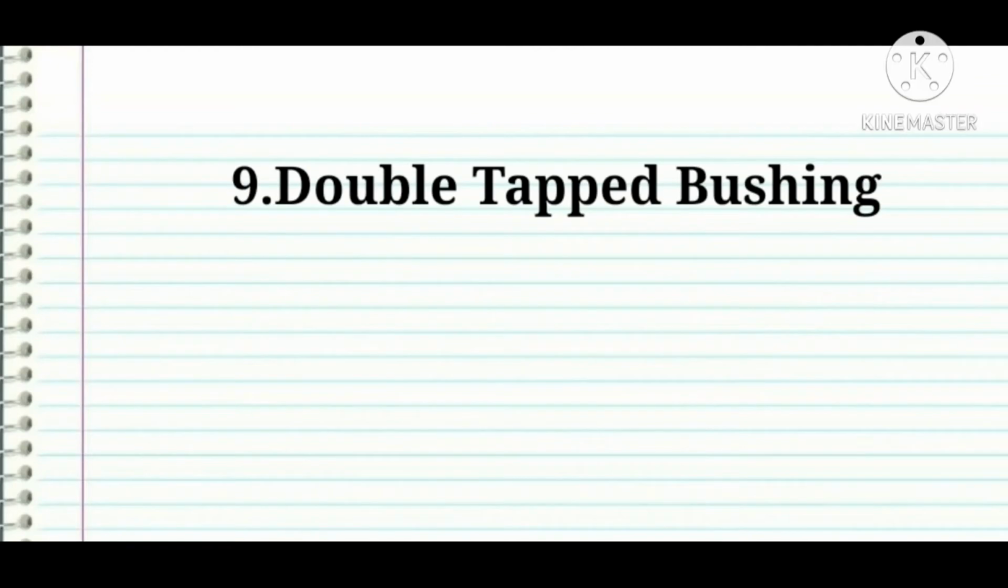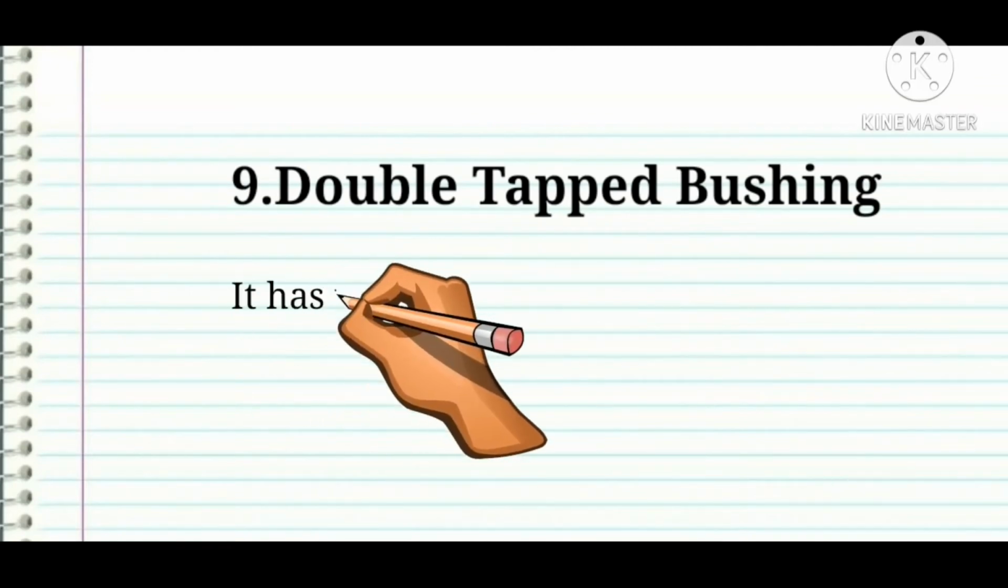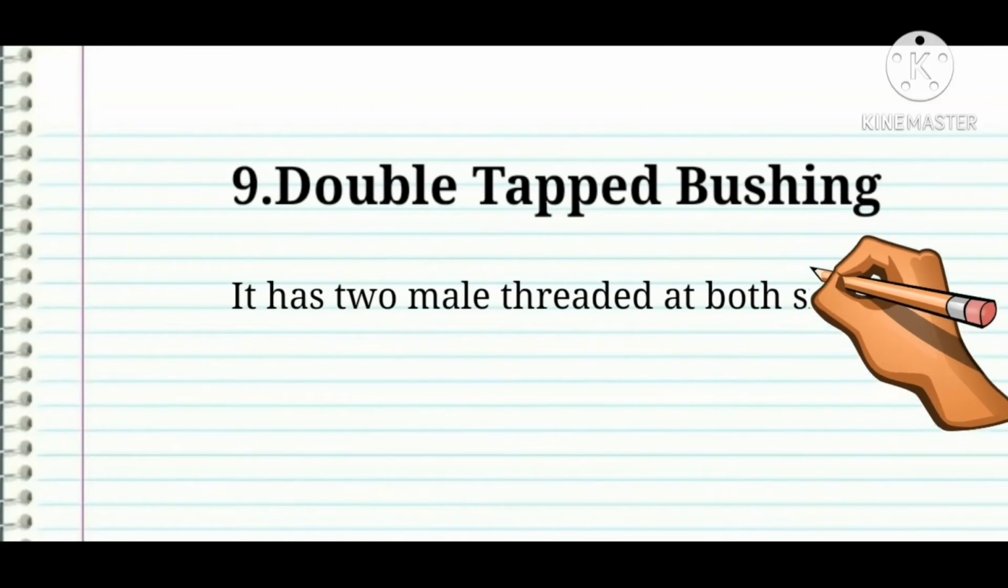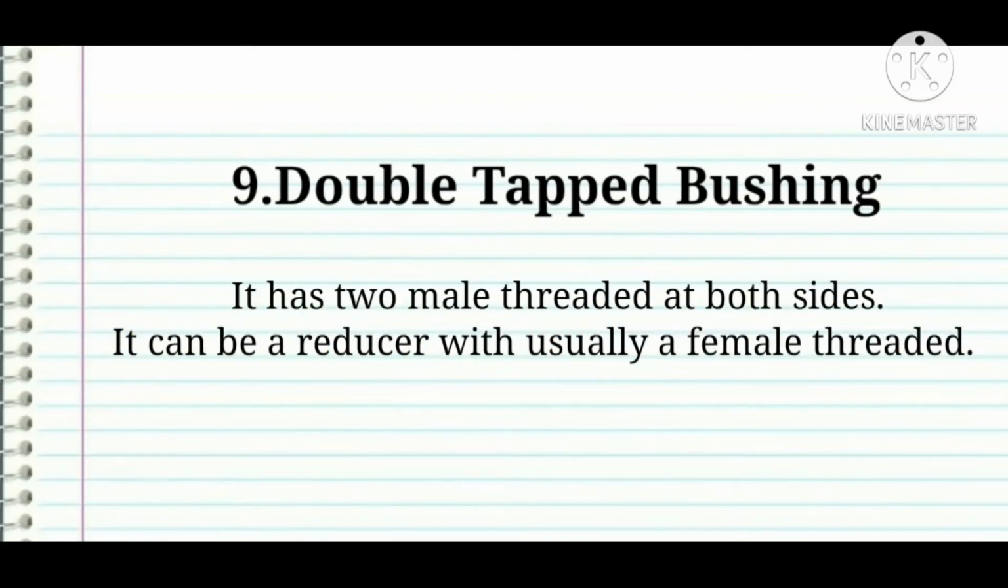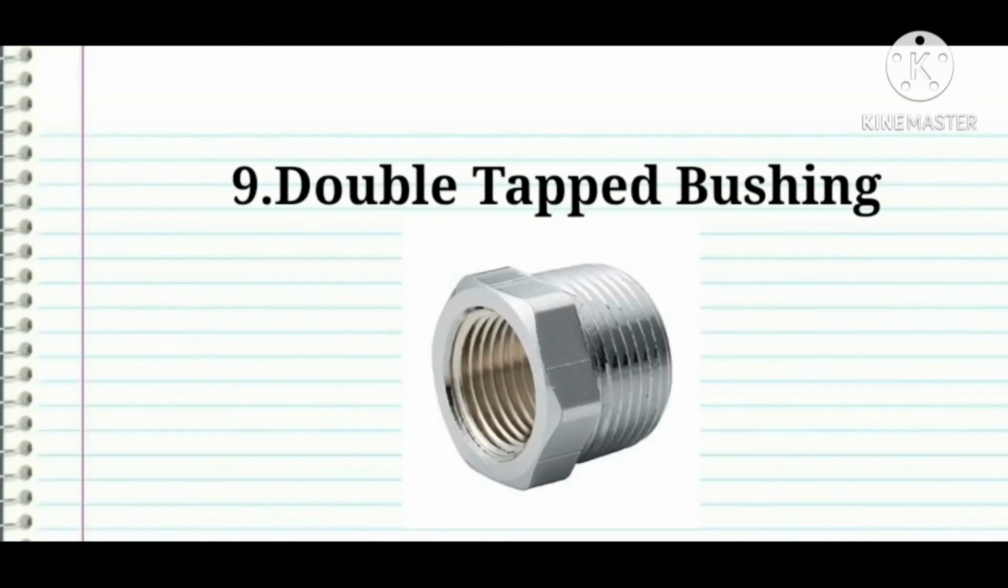Number 9 is double tap bushing. It is threaded at both inside and outside. It can be a reducer and usually female threaded. Mayroon itong ruska sa labas at sa ilalim, kung kaya magagamit ito sa dalawang magkaibang sukat na butas ng tubo.